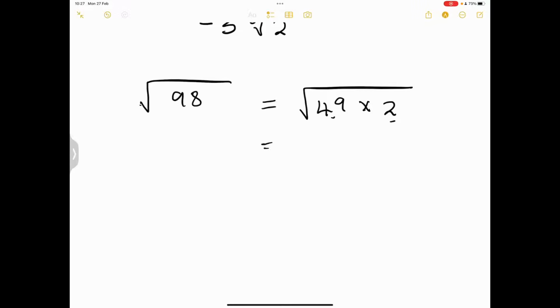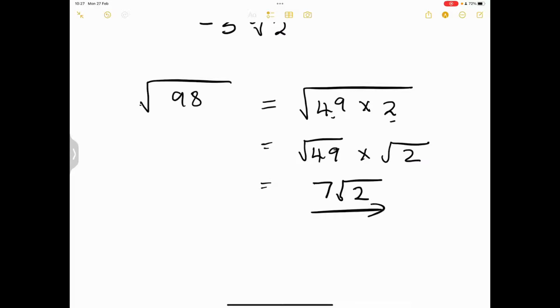So in this case, the square root of 49, now we are using the multiplication rule. We said if we are multiplying, this is the same as saying square root of 49 multiplied by the square root of 2, right? So therefore, square root of 49 gives me 7, multiplied by root 2. So my final answer would be 7 root 2.